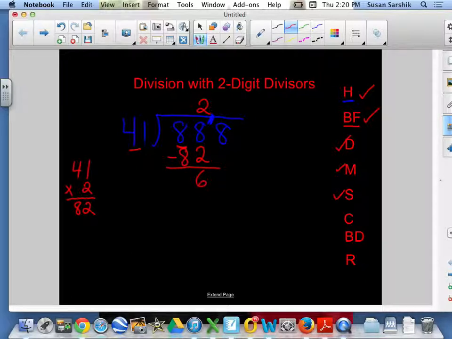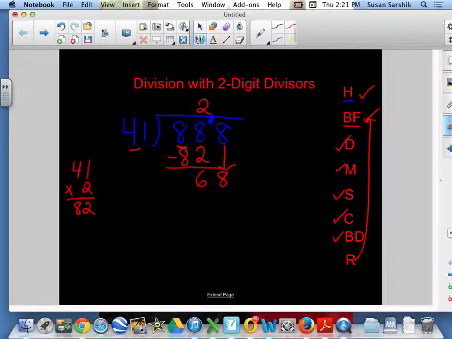I've subtracted. I now compare. Is 6, in fact, less than a divisor 41? The answer is yes. So I can move to the next step and bring down. I have an 8 here to bring down. And that means I go and I repeat up to the beginning again. So this part becomes almost a whole new division process. Sometimes I can make the division sign to help remind me.